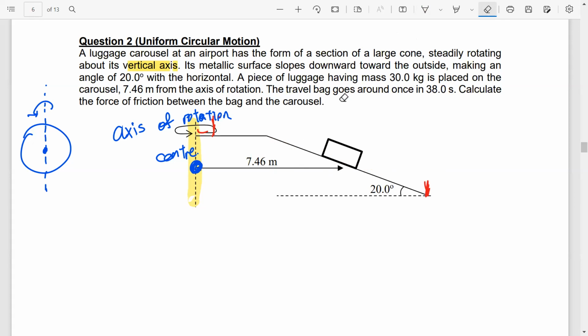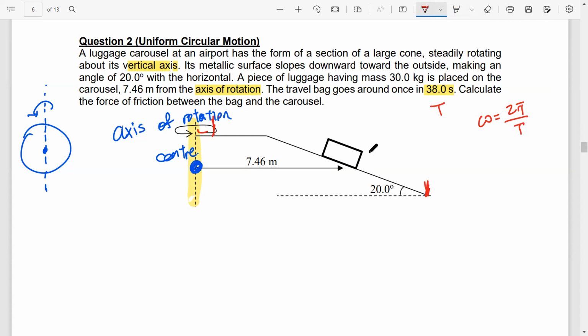Okay, so now the luggage is placed on the carousel at 7.46 meters from the axis of rotation. You can see the axis of rotation here. They gave you that the period is 38 seconds, which means we are most likely going to use a equals r omega squared, because remember omega is 2 pi over T. Now you're supposed to calculate the force of friction.